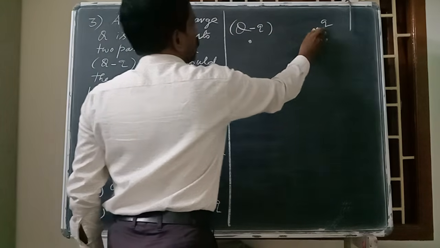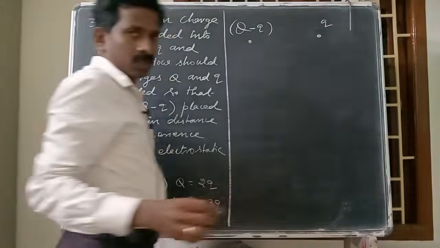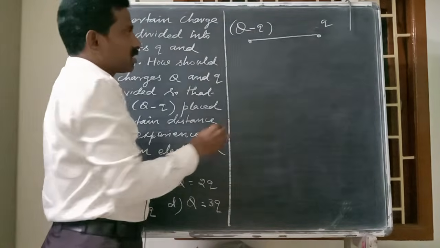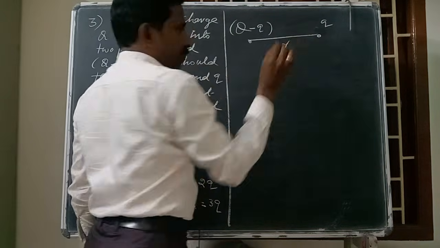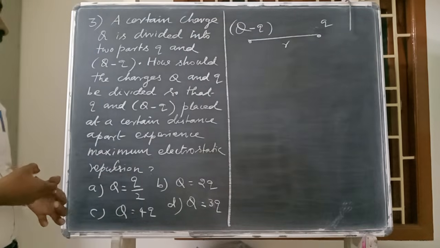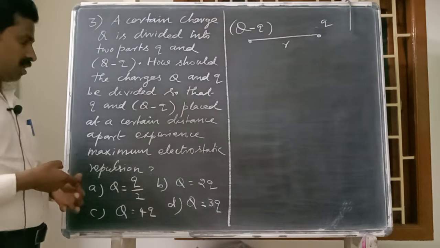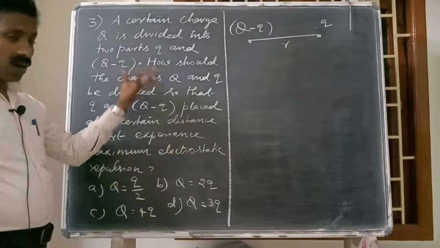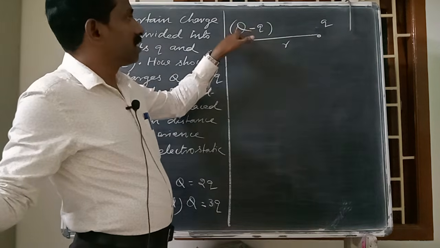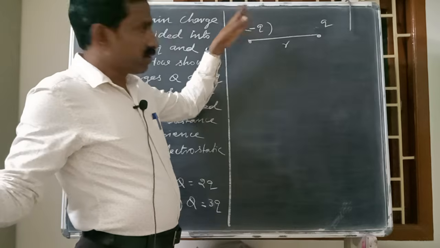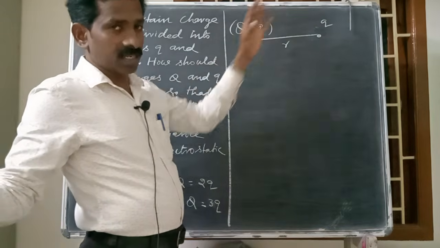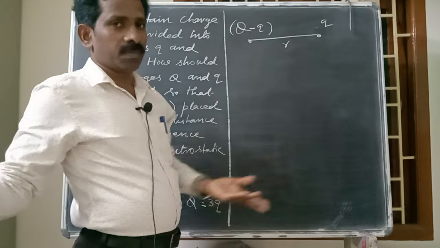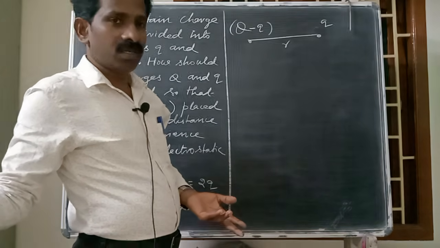So now we have two charges, and we have to calculate the force between these two charges. Let us assume the distance between these two charges is r. The question is, in what way the capital Q should be divided into two parts like this, so that the electrostatic force between them will be maximum.